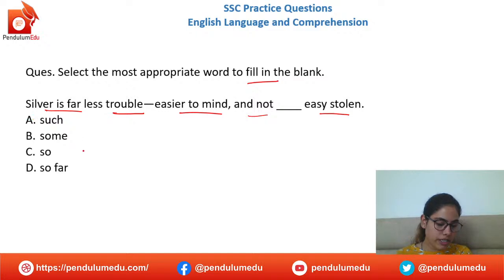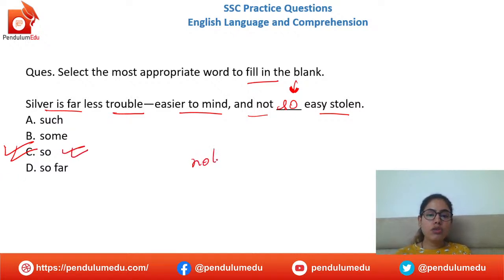D, Ashish says. D, A, R, I, no. It will be "so, and not so easy stolen." Not so easy stolen. Yes, Tarun, that's right. So, very well. Not so, not so.